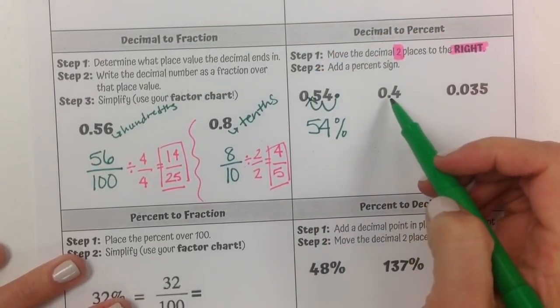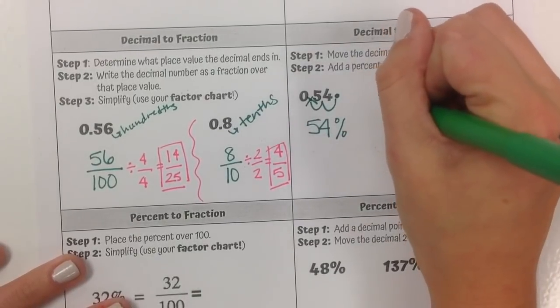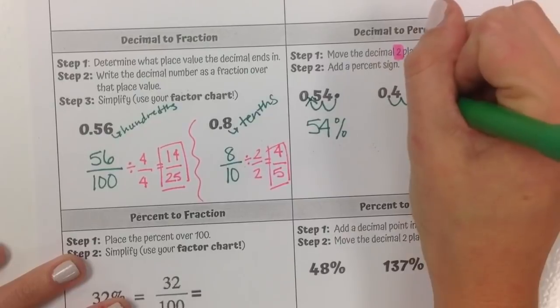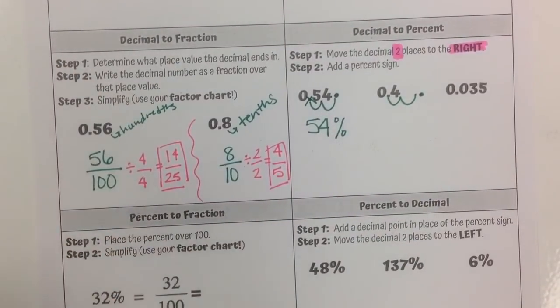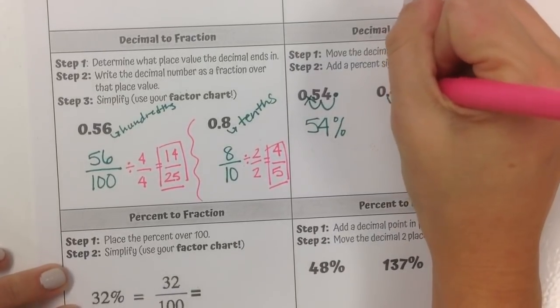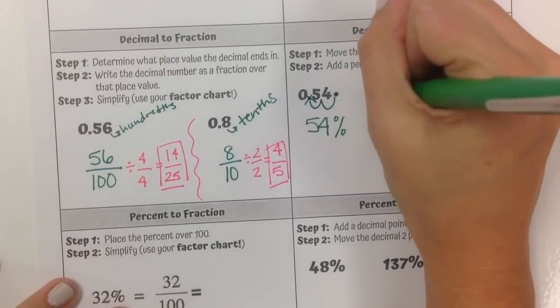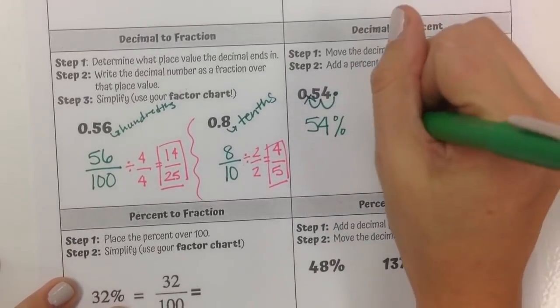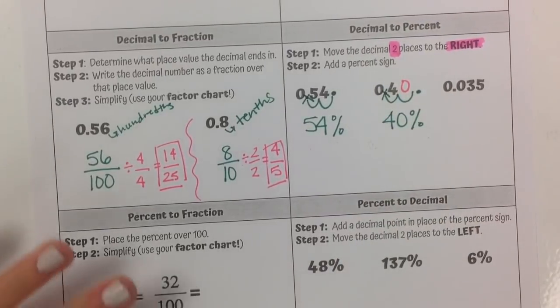Okay, let's look at this example. We need to move it twice to the right. We only have one number, so I move it once, twice. We put that new decimal there. Since there's no number there, we are going to fill that in with a 0. So our number, we ignore that first decimal, now is 40. And we add our percent sign, 40%.